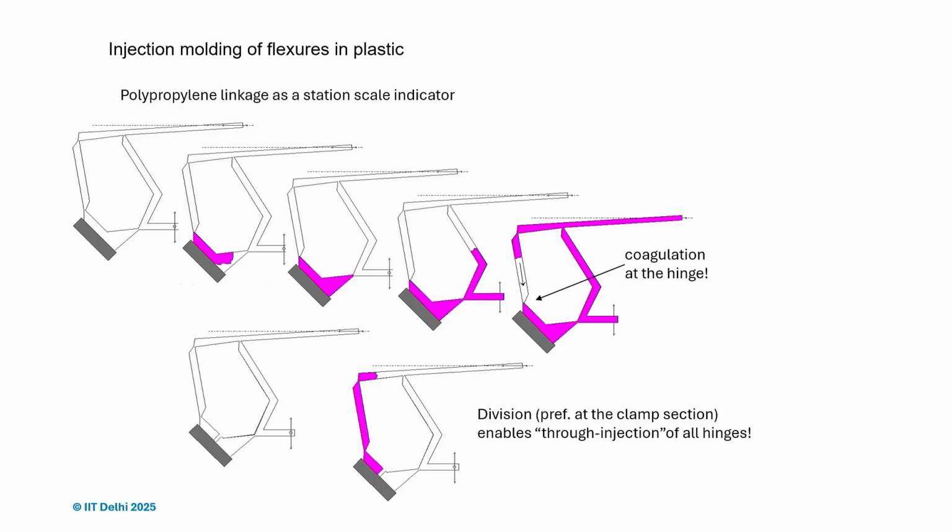And this is one example where, if you don't do it nicely, the coagulation can happen at the hinges, and then it can break because it's not through injected. So in the first scenario, what happens is by the time the flow reaches here, it's coagulated, and you will have a joint, and most likely it's going to fail from there. So it's better to create a break here, and then start from one side, so that all the functional parts, the hinges, are through injected, and we can get a very good solution.